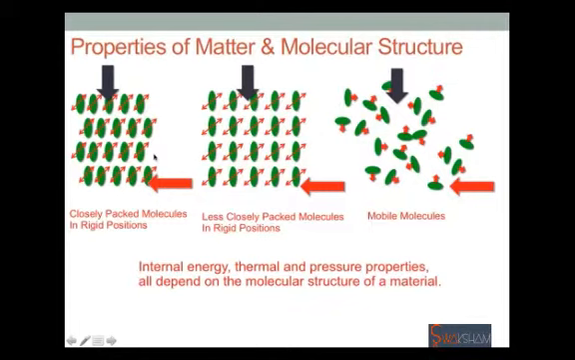Let's go back to the same set of molecules. In a closely packed structure, since these interactions are extremely high, but the molecules are not running all over the place, this system will have a high potential energy, but not as high a kinetic energy. In this case, since the molecules are running all over the place, this system will have a high kinetic energy, but the intermolecular forces will be weak. Thus, the internal energy as well as thermal and pressure properties, mechanical properties, all depend on the molecular structure of the material.